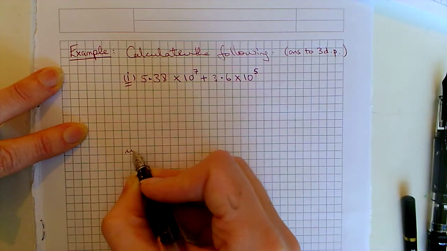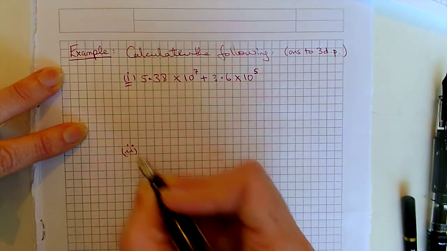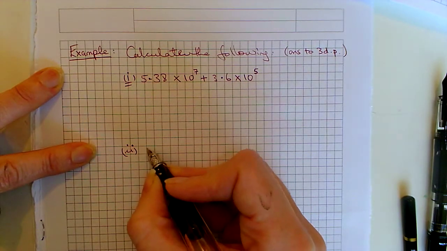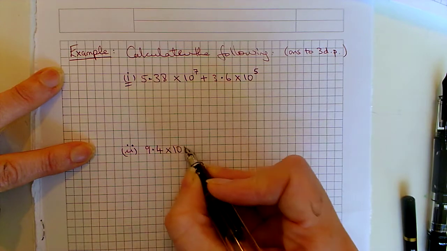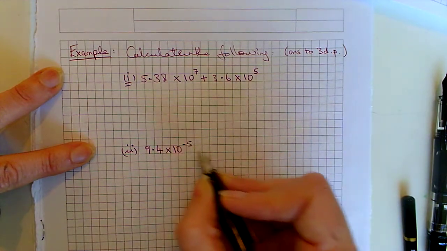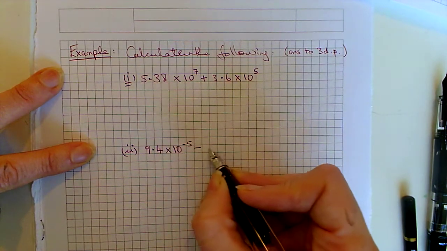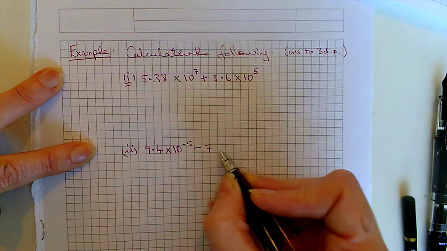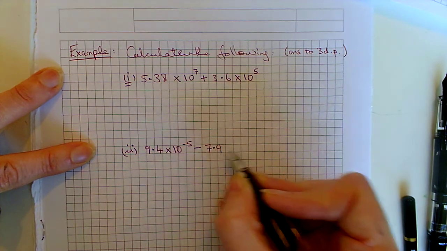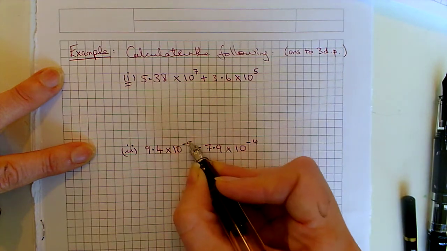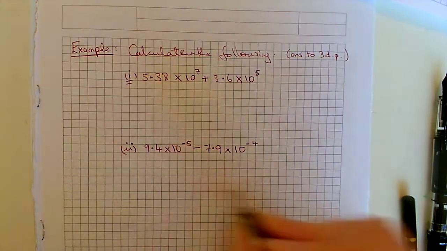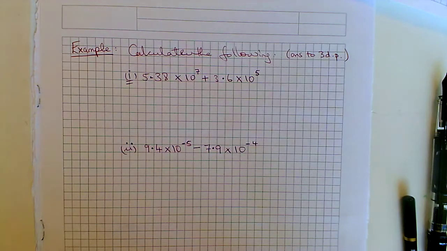We'll also do a really small number, 9.4 by 10 to the power of minus 5, take away 7.9 by 10 to the power of minus 4. So because the powers are different, we can't just subtract those numbers that are there. We need to do our conversion first.